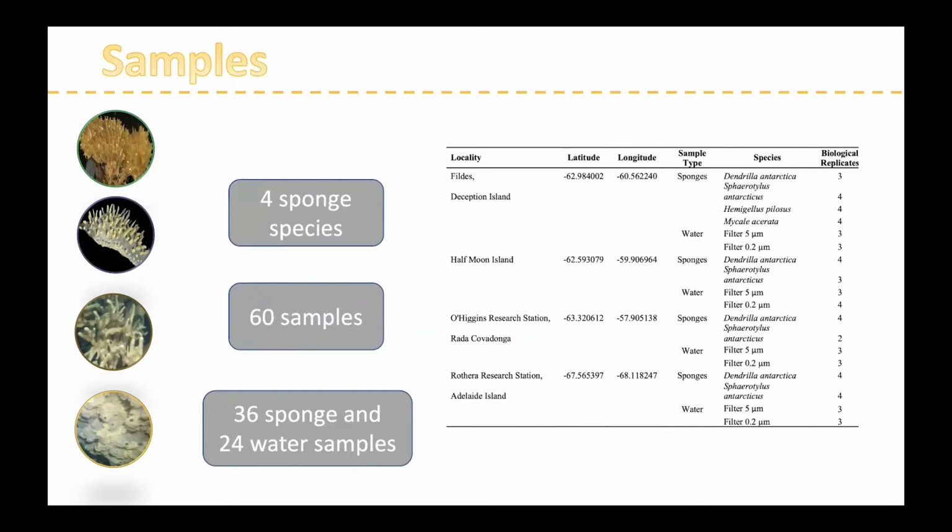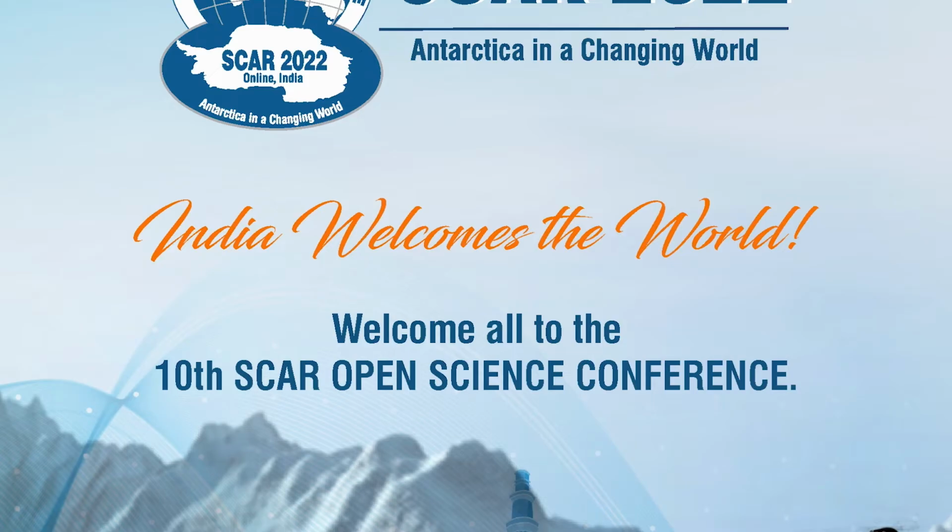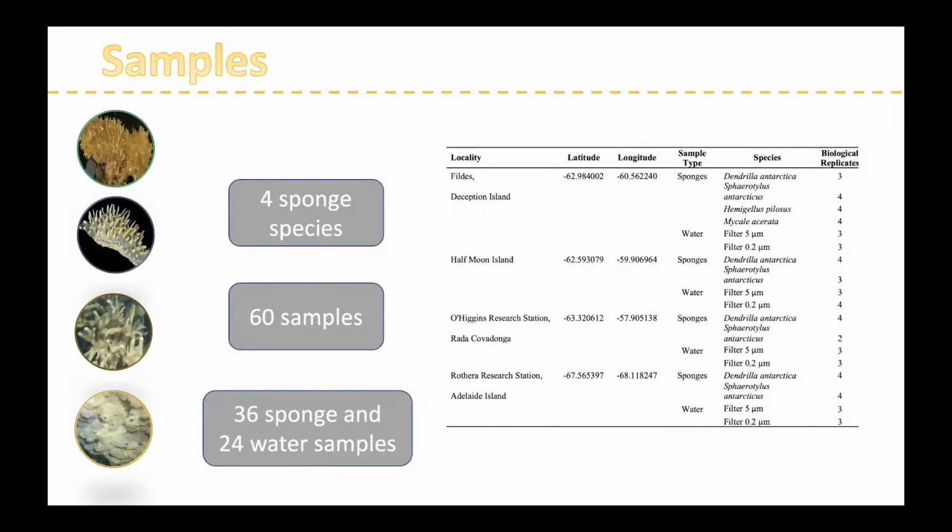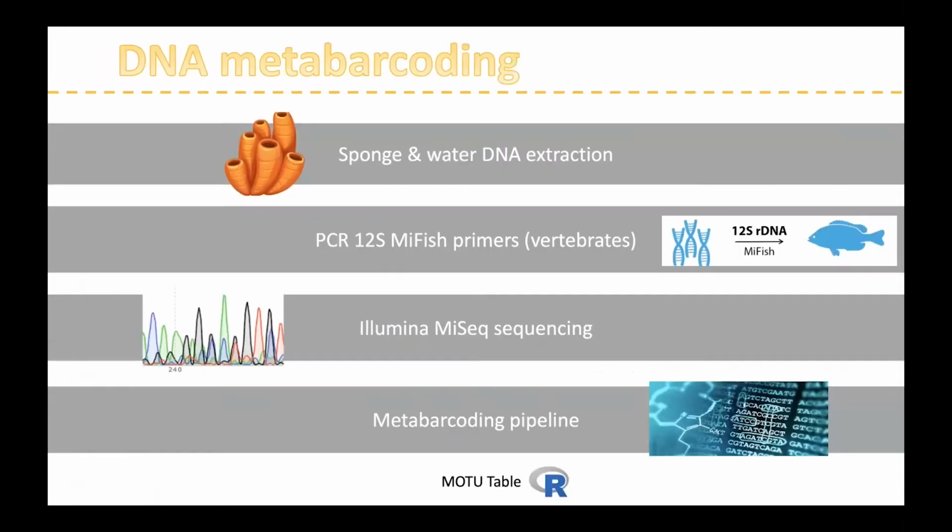Seawater samples were sequentially passed through polycarbonate filters of 2 different pore sizes, 5 and 0.22 microns. So in total, we have 60 samples: 36 sponges and 24 water samples. Furthermore, due to the high stochasticity of metabarcoding techniques, we also performed 3 PCR replicates for each biological sample, what are called the technical replicates.